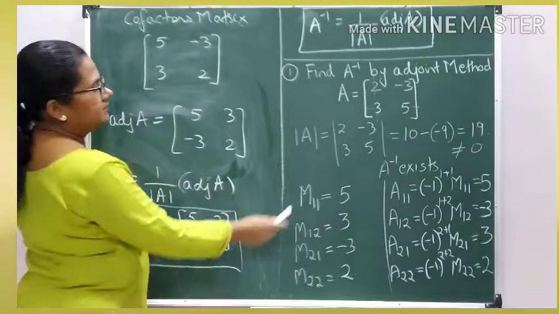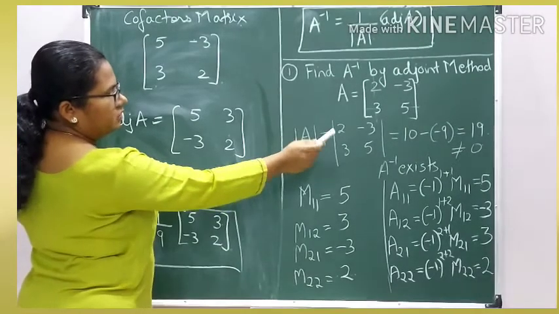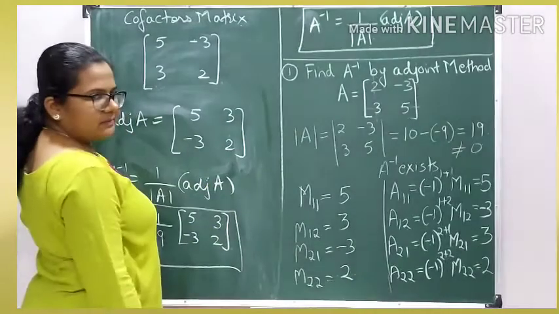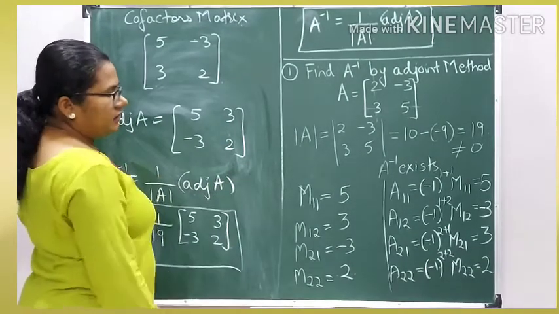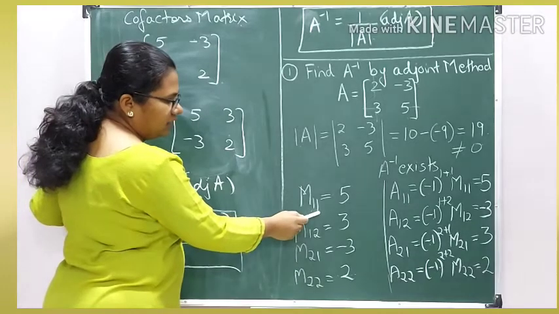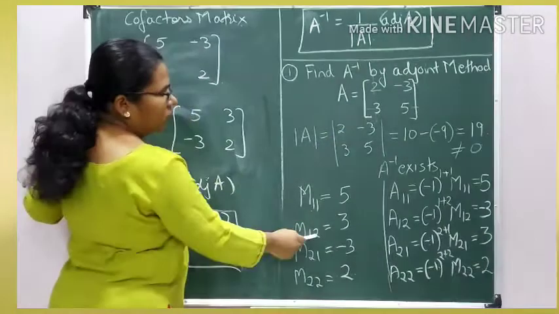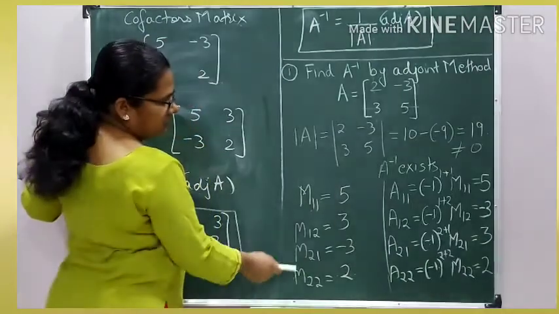Yes, understood the example? Find the determinant; not equal to 0, so A inverse exists. Minors for an order 2 matrix are very simple. Each element will have a minor. The first number denotes the row and the second the column. 1, 1 means first row, first column element. 1, 2 means first row, second column. So these are the 4 minors.